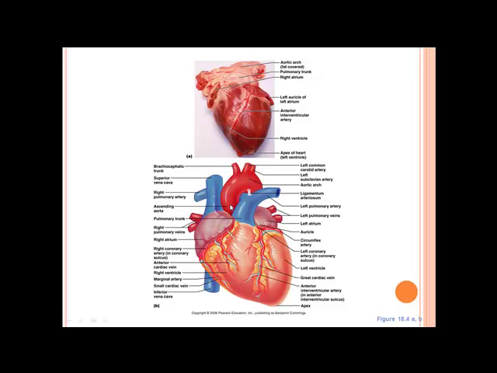It's also important to point out that in this picture, arteries are not red and veins are not blue. The way you identify an artery from a vein is that an artery is a blood vessel that carries blood away from the heart. A vein is a blood vessel that will carry blood back to the heart.